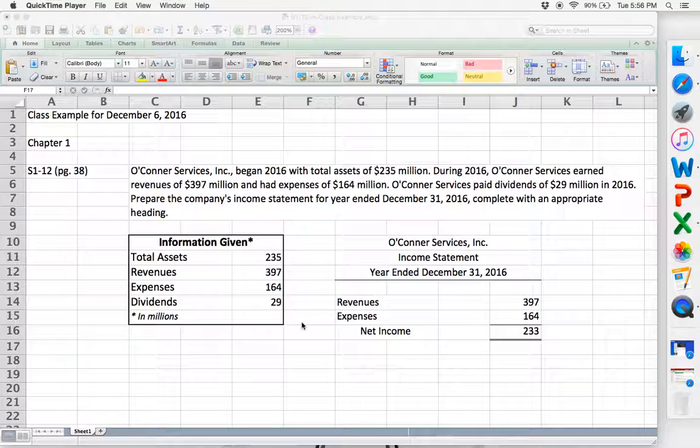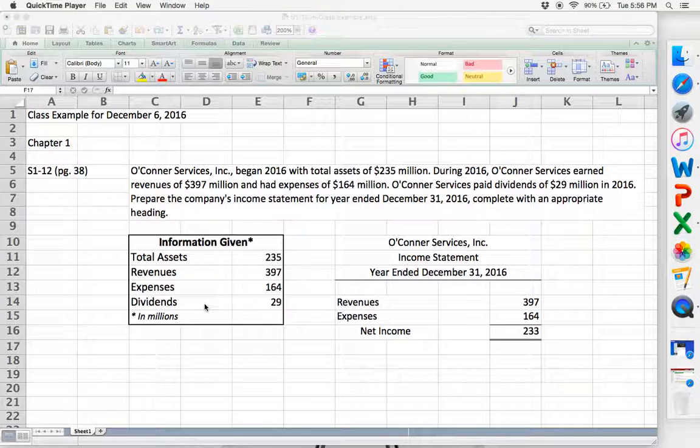To give you a better visual, we went ahead and wrote out all the information that was given in the problem. And you can see here on the side that it is written out in millions, so it's shortened down so it's a little easier for us to see. So they gave us total assets, revenues, expenses, and dividends.